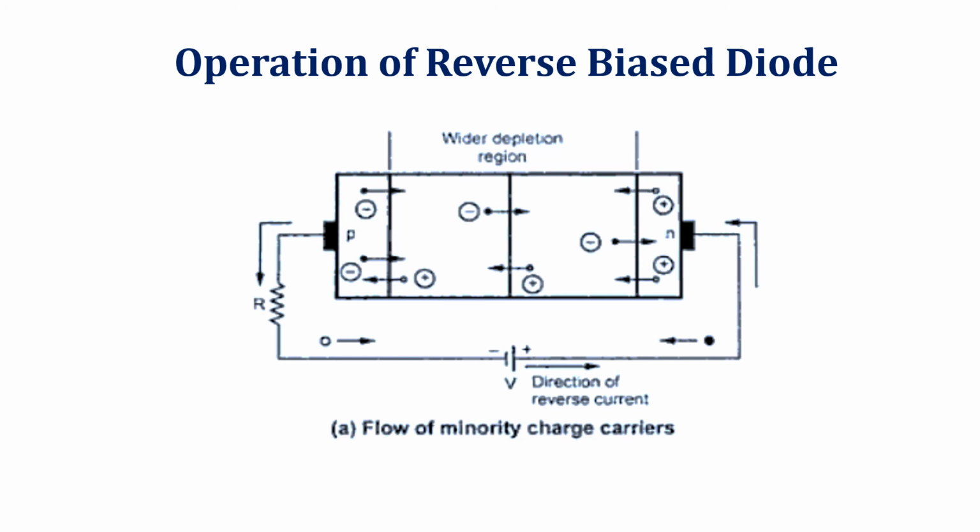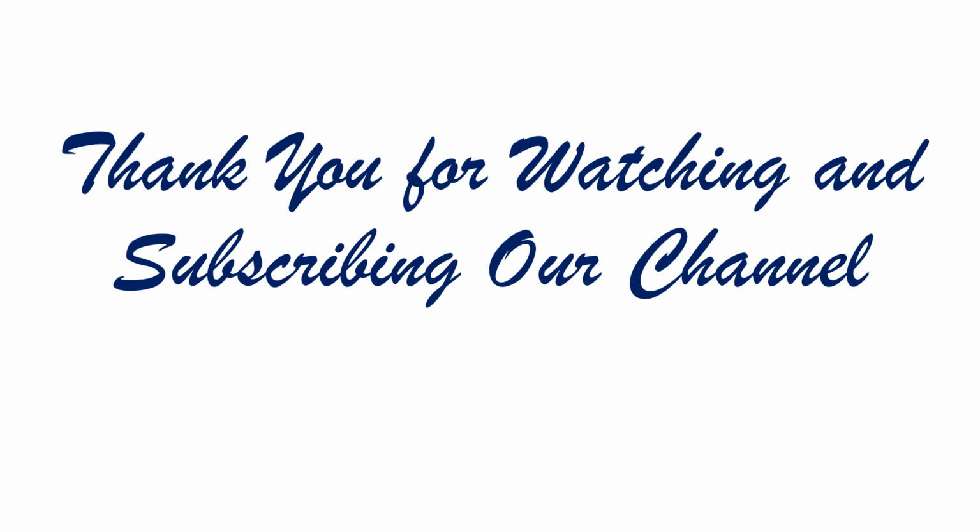The magnitude of reverse saturation current mainly depends upon junction temperature because the major source of minority carriers is thermally broken covalent bonds. In the next video, we will discuss the reverse breakdown of the diode.